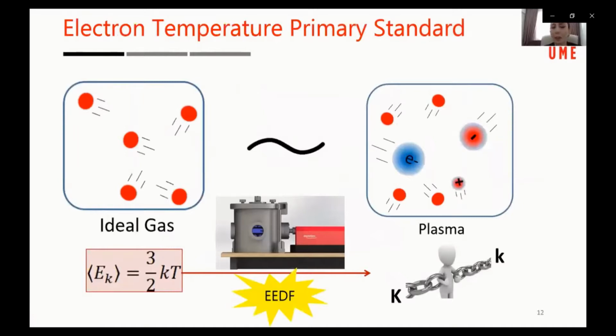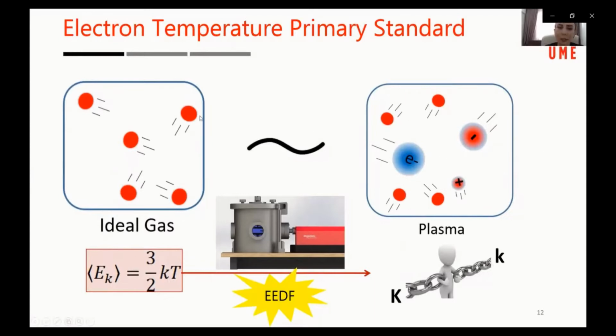Okay, so now the electron temperature primary standard, the ongoing work in our laboratory. What I mean by a primary standard is that I want to find a way to define the electron temperature in the unit of Kelvin based on the Boltzmann constant. So on the left, we have the ideal gas. The atoms are moving around freely, unbounded. So this is the ideal gas. And we know that the temperature of an ideal gas can be found by this equation. Here on the left is the mean energy, and it is equal to 3/2 times the Boltzmann constant and the temperature of the atoms. This is the ideal gas equation.